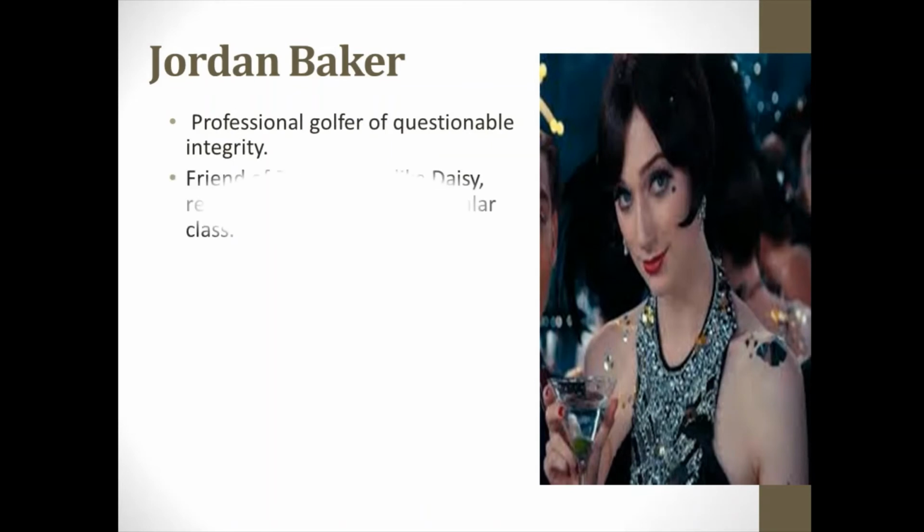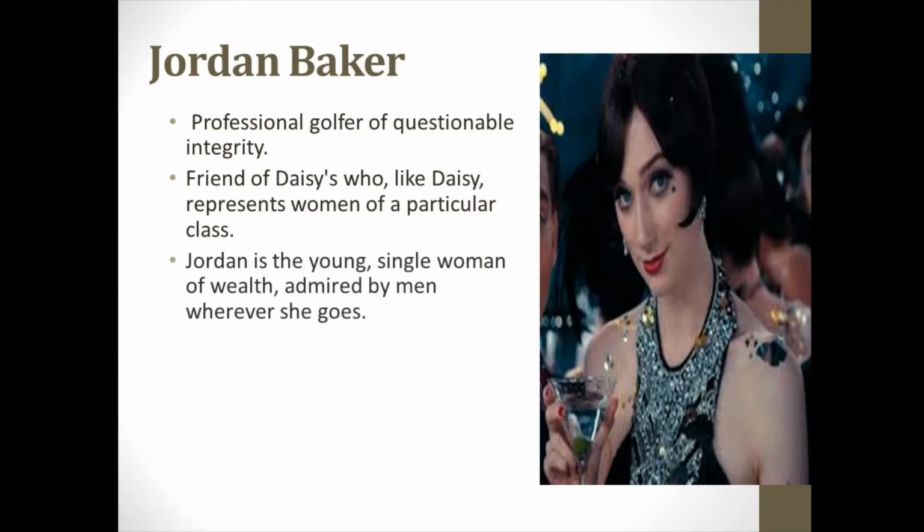Jordan Baker is Daisy's friend from girlhood and a wealthy professional golfer. Jordan is a young single woman who is admired by men wherever she goes, and we find that she felt offended because at first look, Nick didn't have any kind of affection towards her. We see that she represents a particular class of women of the 20th century.